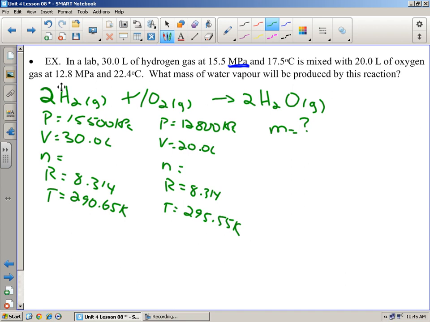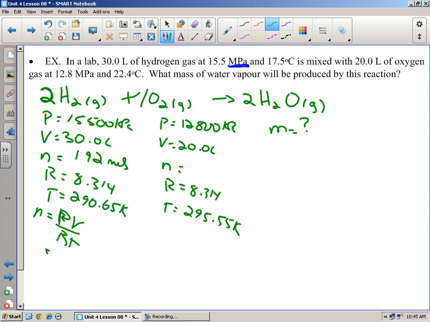To find N, of course, a little bit of review here for you. You're going to take PV over RT. Yes? Okay? Solving for N. So PV, let's see, 15.5 times 30 divided by 8.314 and 290.65. Now, if you don't use brackets, you're going to get some kind of crazy number here. You should get about 192 moles roughly. Okay?